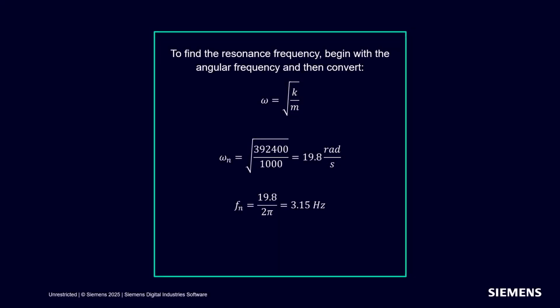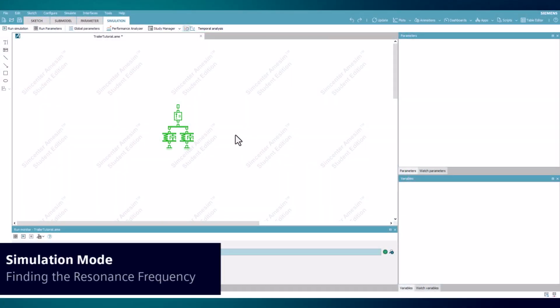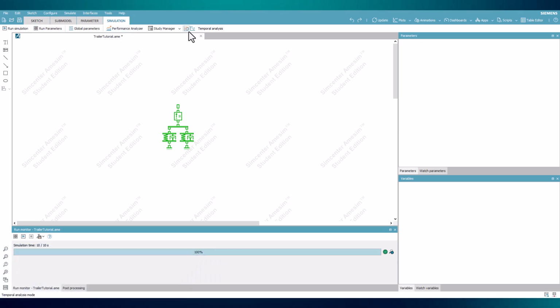When determining the resonance frequency of the system mathematically, let's begin by finding the angular frequency with the formula shown, being 19.8 radians per second, and when converted to hertz, is 3.15. Finding this value in AIMSIM is possible while in simulation mode with the taskbar above by changing the analysis from temporal to linear by clicking the button shown. Linear analysis will also be listed with a new drop-down menu available.